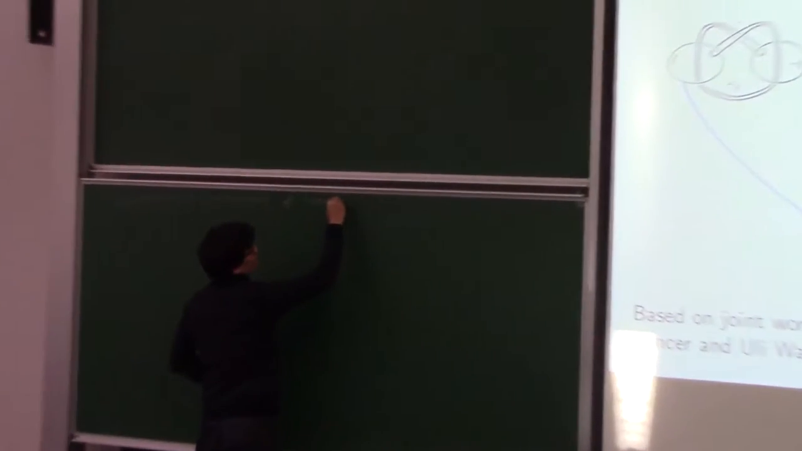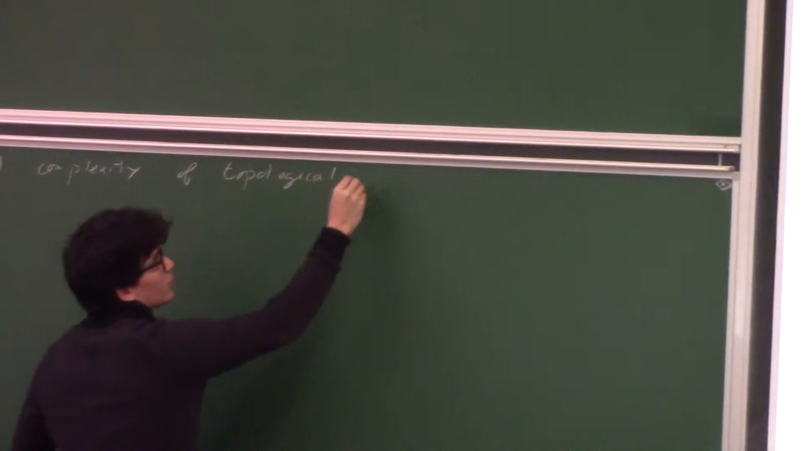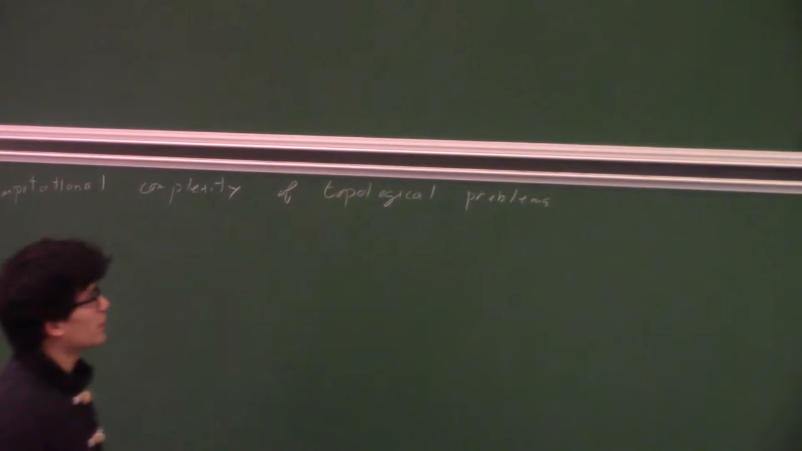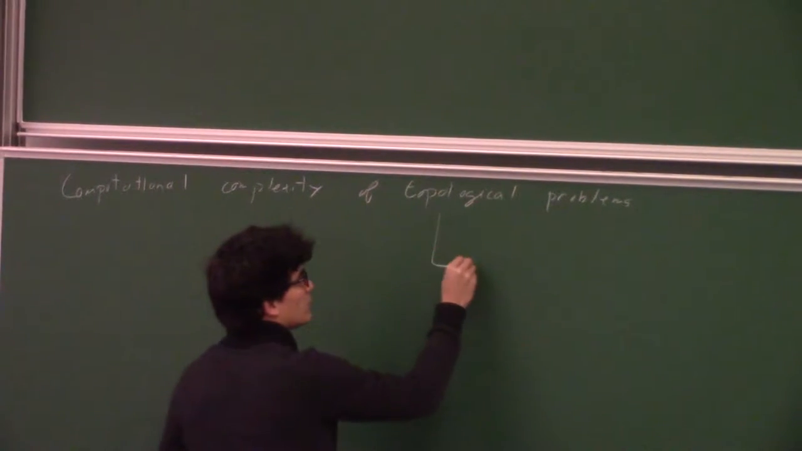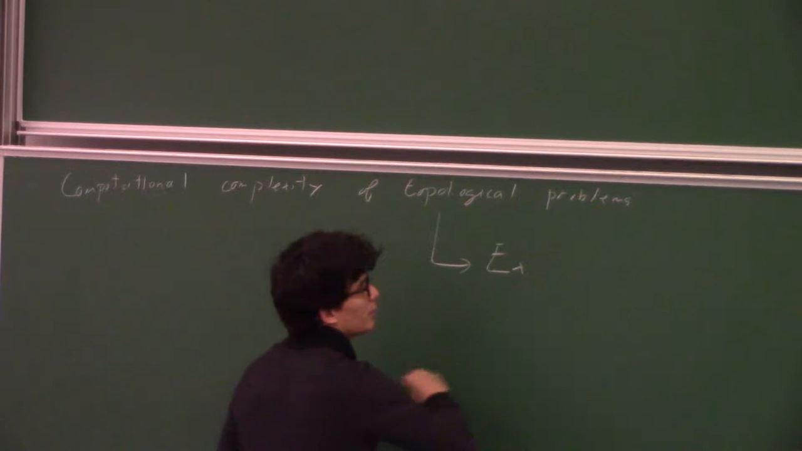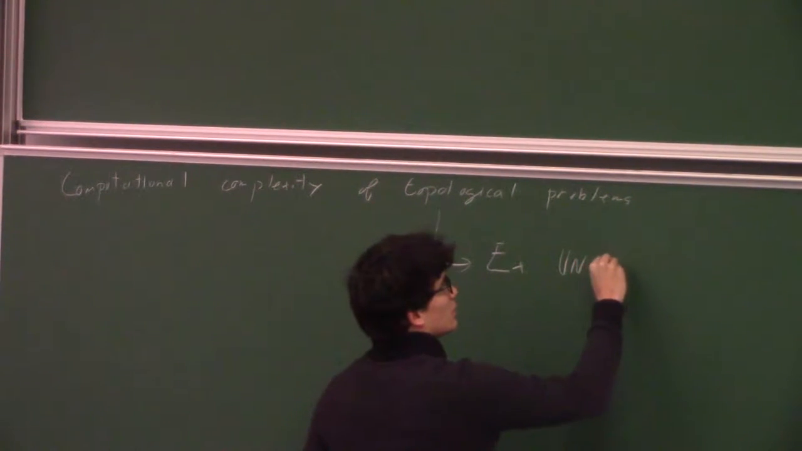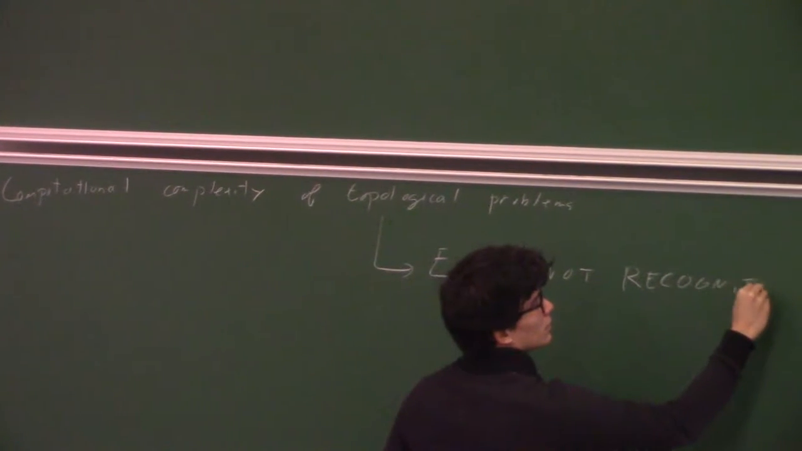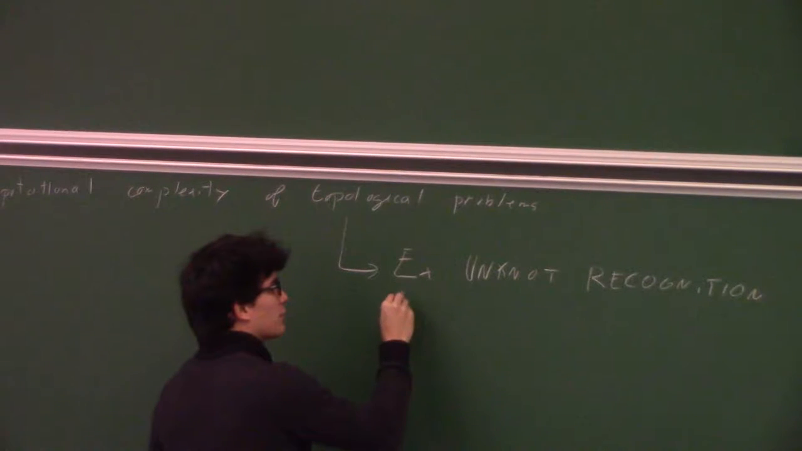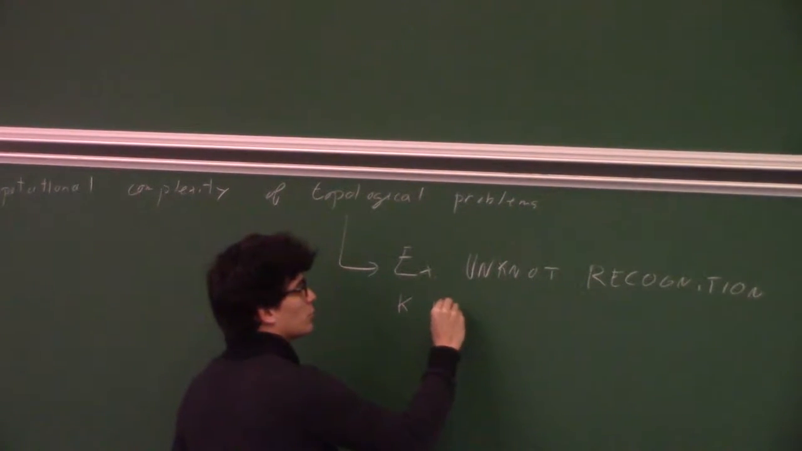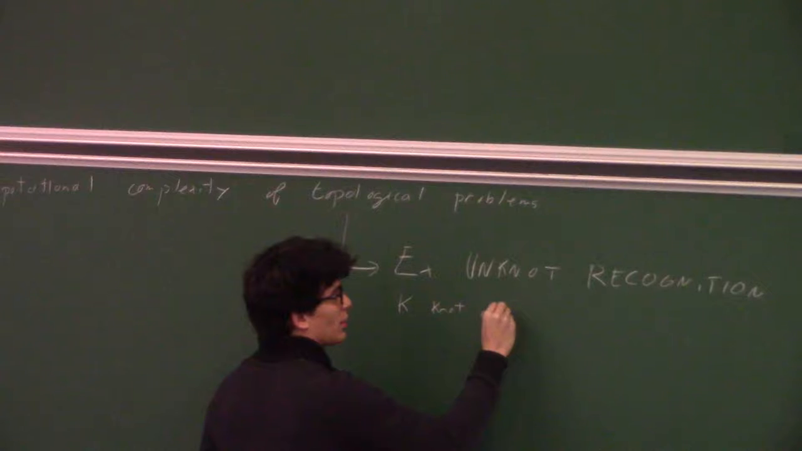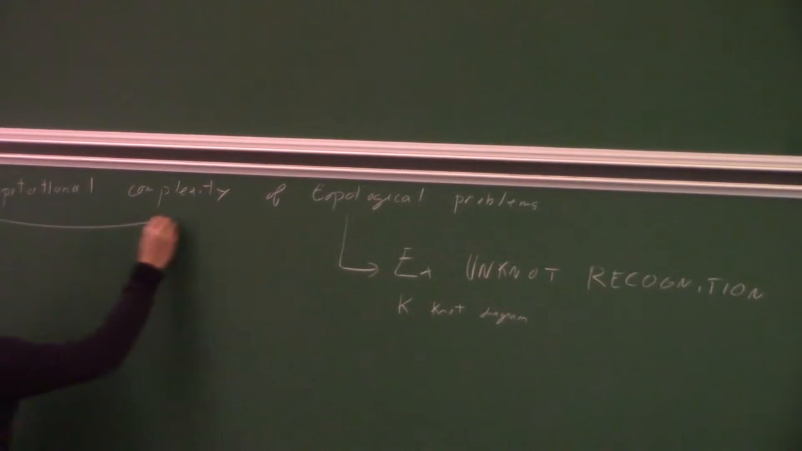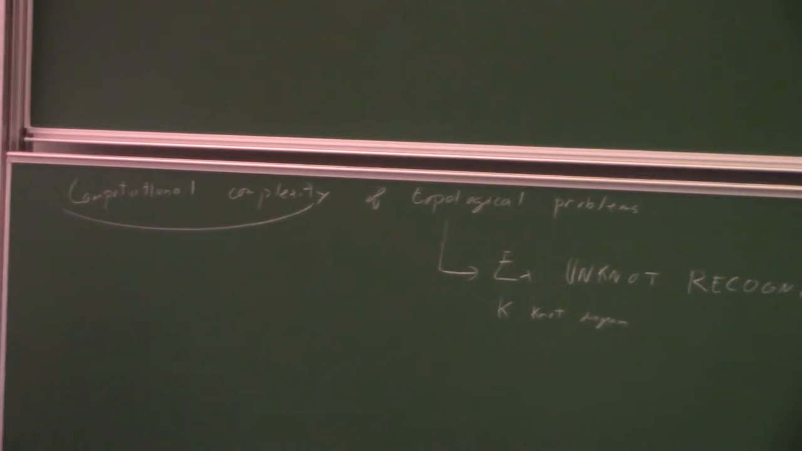So what do I mean by topological problems? I mean well-defined discrete problems for which we can expect a computer to give us a solution. Maybe the most iconic example here is unknot recognition. In this problem, you start with a knot diagram, and you want to know whether this knot diagram represents the unknot. And computational complexity is about studying how hard it is to solve such a problem.